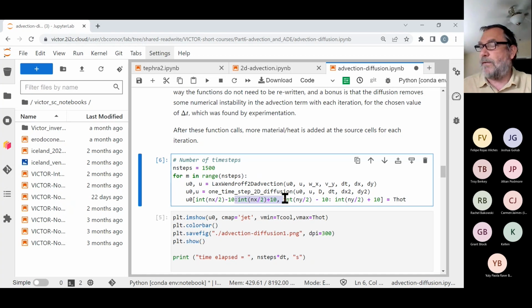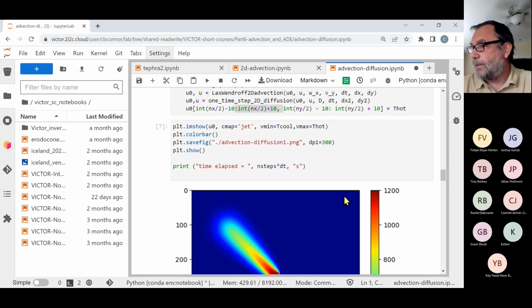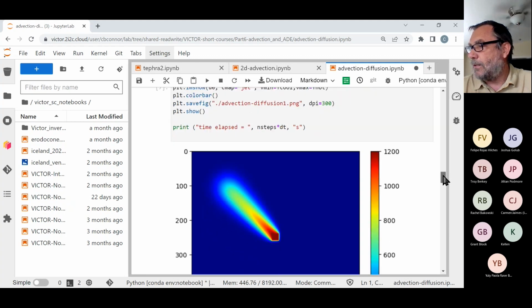and I said that's the volcano plume or the temperature source or whatever you want is persisting, right? It's always there in the simulation. And so then you run it, and this is what you get.